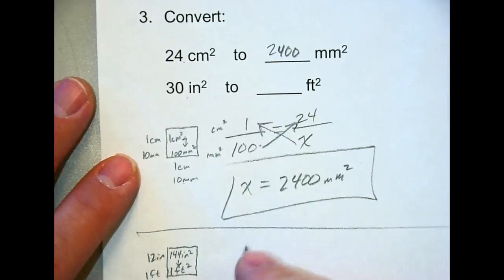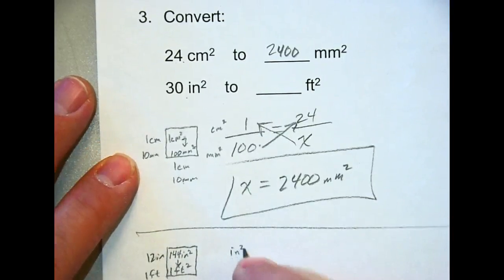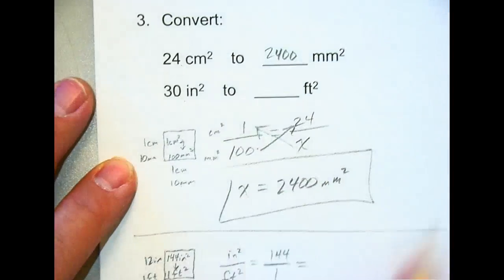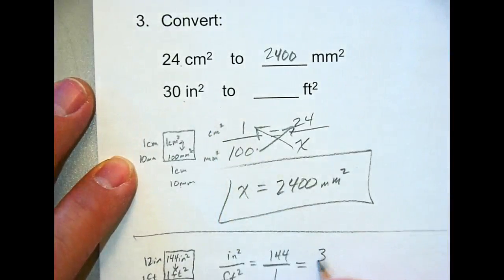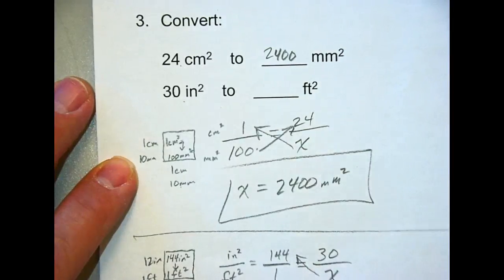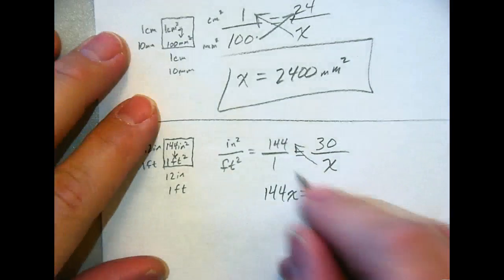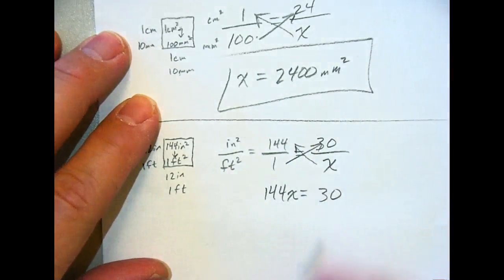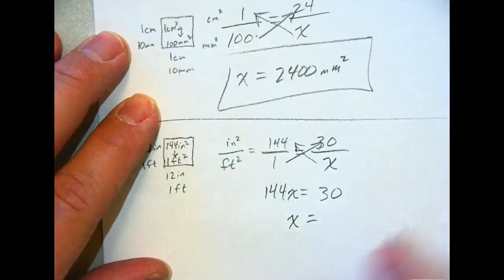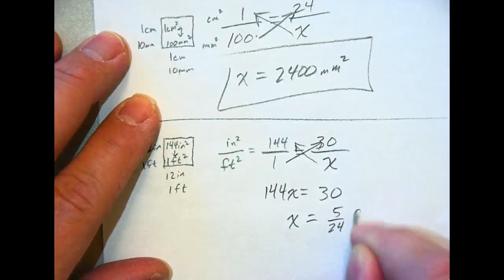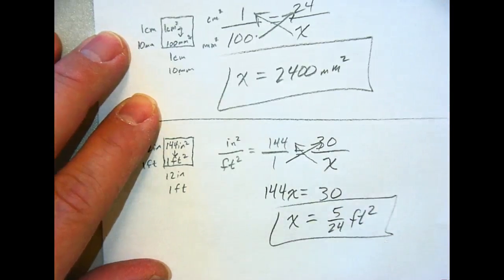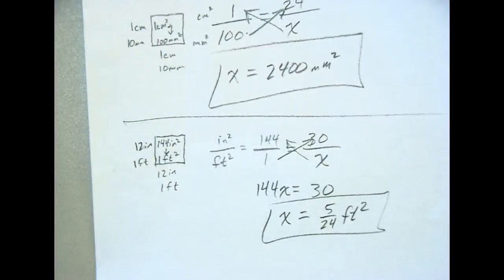So if I'm comparing again, I can say square inches to square feet. That's 144 to 1, over, and I have 30 on top because that's square inches. I'm converting 30 to x, so I get 144x equals 30. So x equals 5/24 square feet. It just seems so weird. It is pretty weird, that number.